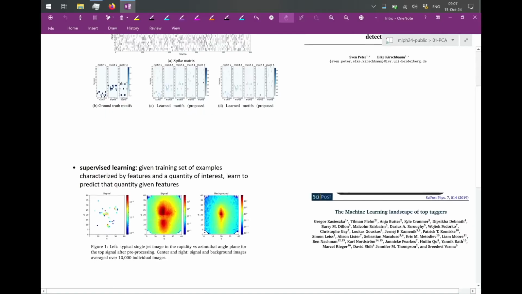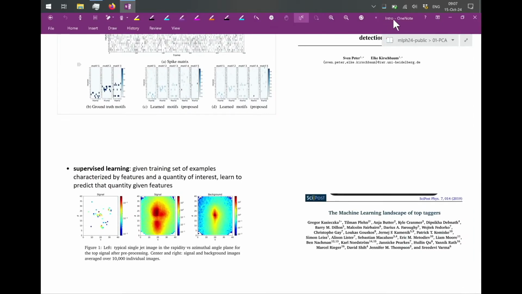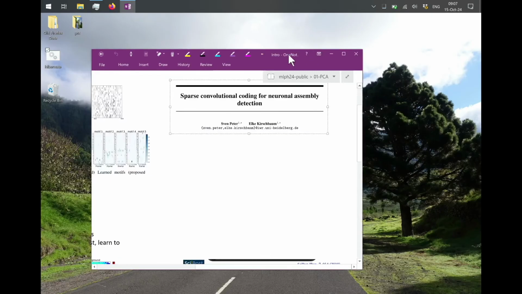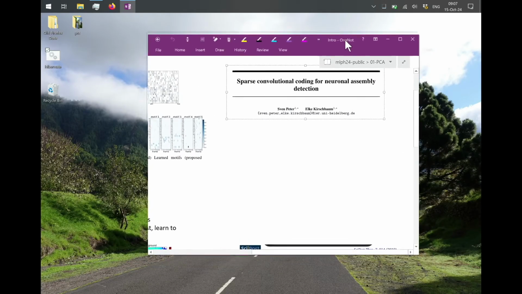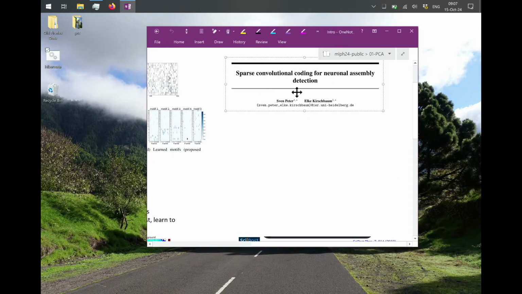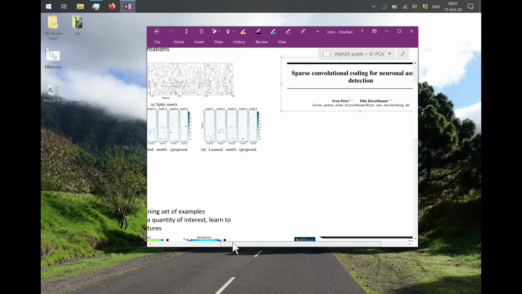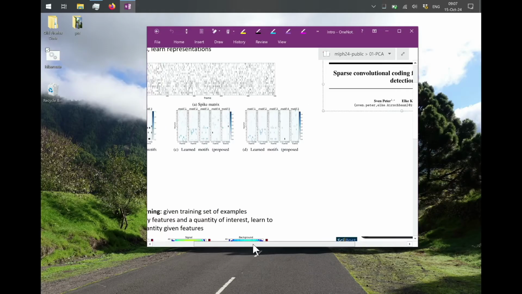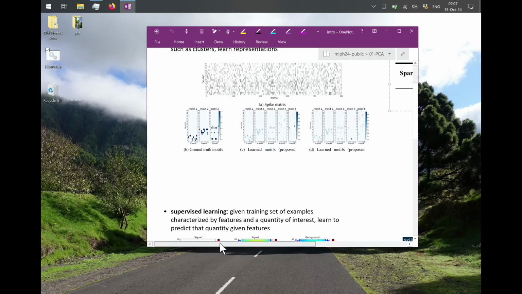All right. So you see this is the work of Sven Peter and Elke Kirschbaum. He used to work here. Sven was a physicist from Heidelberg, Elke a physicist from Tübingen. And Elke has returned to Tübingen, where she's working for Amazon.